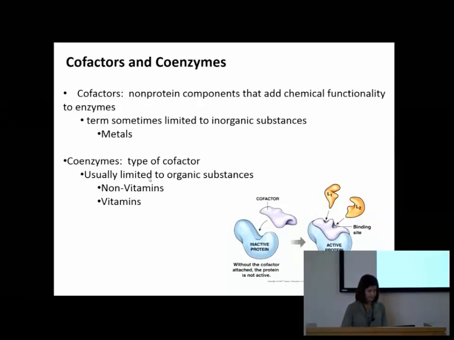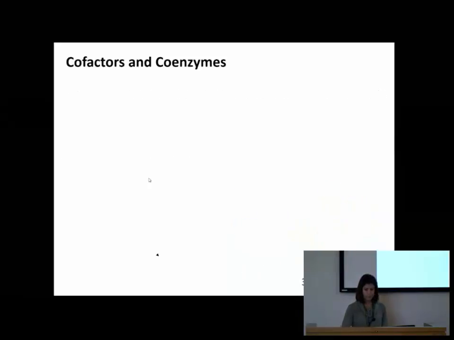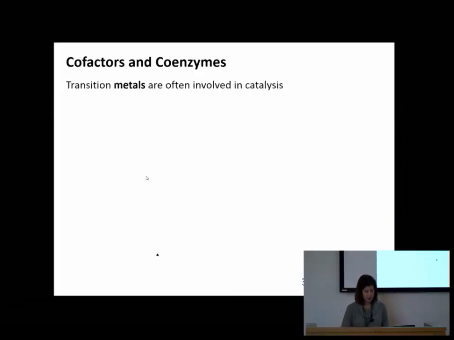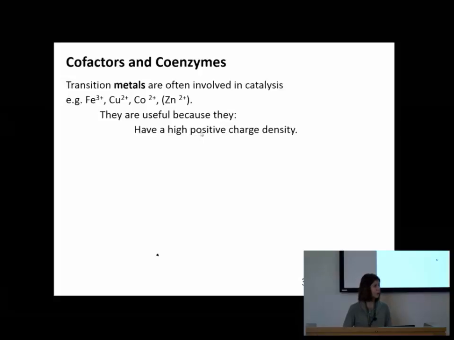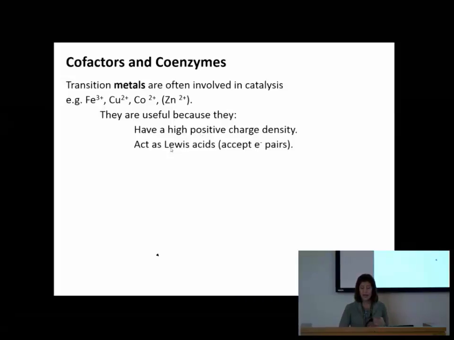They're often transition metals. Why would transition metals, such as these, serve as good mediators in our reactions? Well, there's a number of things. They have high positive charge density. And what can that do for you? Well, it can pull electron density away from, say, that oxygen that we saw before, that zinc did. It can act as a Lewis acid, accepting electron pairs, maybe in empty d orbitals.